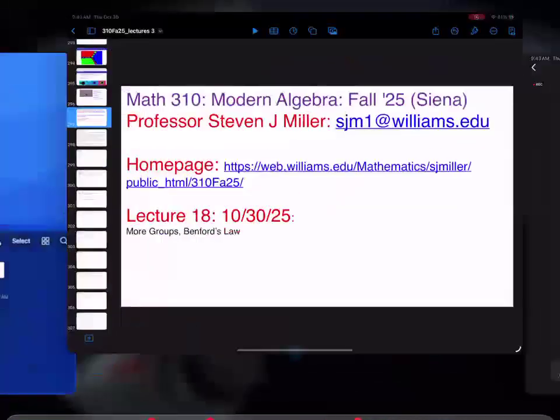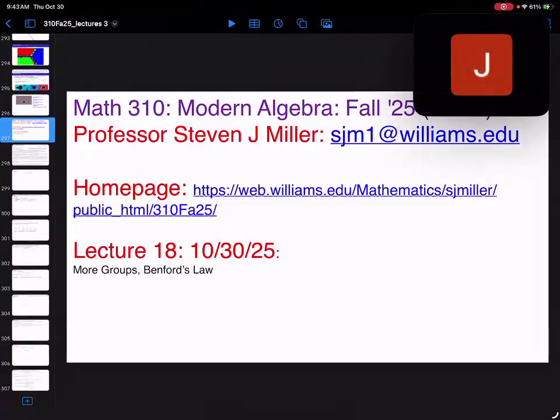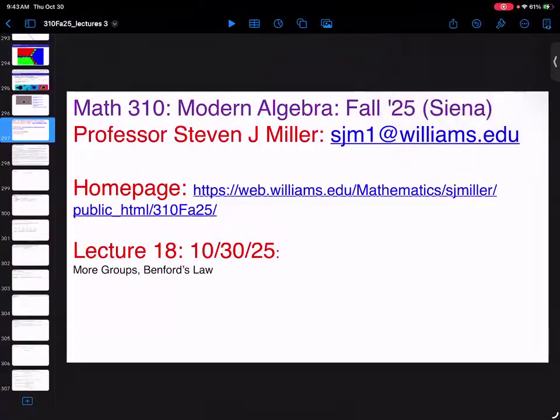Okay, so welcome to Math 310 Modern Algebra. This is lecture 18. We're going to do more groups today and then do some applications of some of the stuff we've been talking about, small differences between rational numbers and irrational numbers and what kind of consequences that has. After we come back from Halloween, we're going to get into looking at groups in much greater detail. I'm going to try to prove some results about the structure of certain groups.